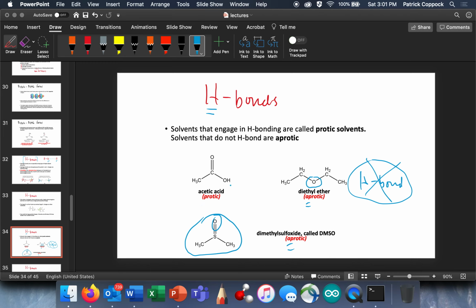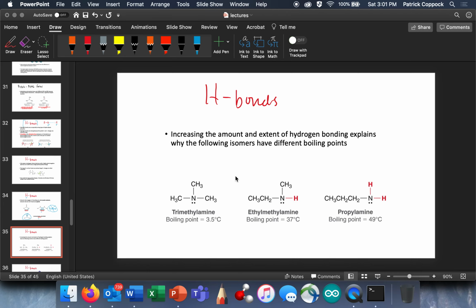A protic solvent then has a hydrogen bonded to an electronegative element, and this is capable of hydrogen bonding. All right, now look at the effect this has on the physical properties. This is amazing. So if you have trimethylamine, look at trimethylamine.